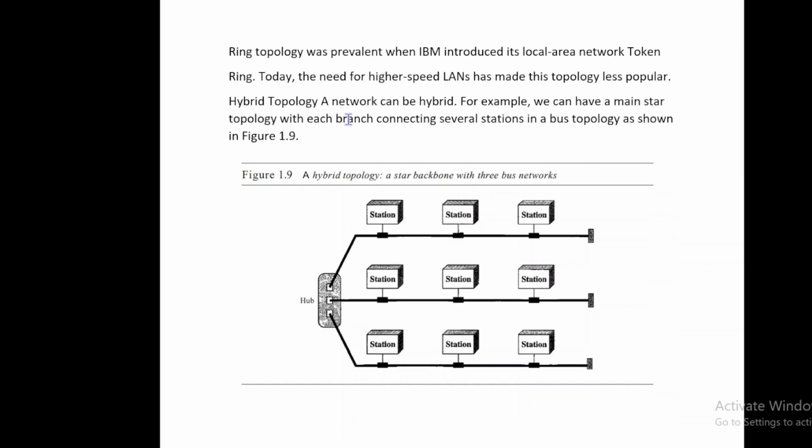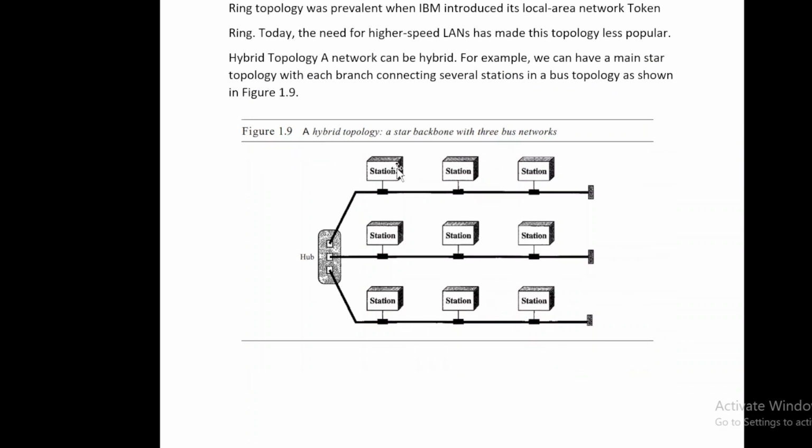Hybrid topology. A network can be hybrid. For example, we can have a main star topology with each branch connecting several stations in a bus topology, as shown in Figure 1.9.